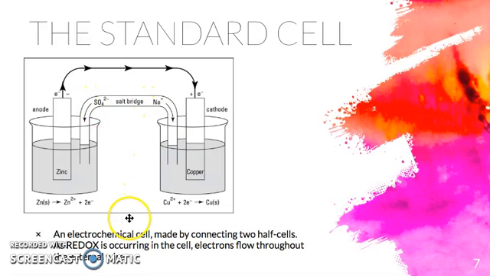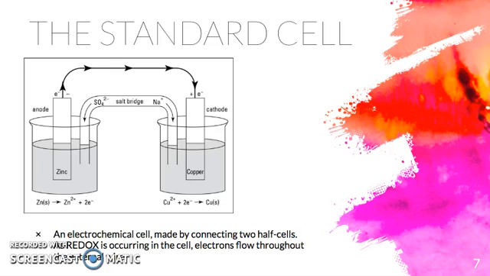Okay, so an electrochemical cell is made by connecting two half cells. So in here, on one side we've got an anode, and then the other side we've got a cathode. We'll go into that a little bit later. Okay, but essentially this is what your standard cell is going to look like. So you have to have one thing that's going to oxidize and one thing that's going to reduce. If they're both oxidizing or both reducing, they may not work together just like last year.